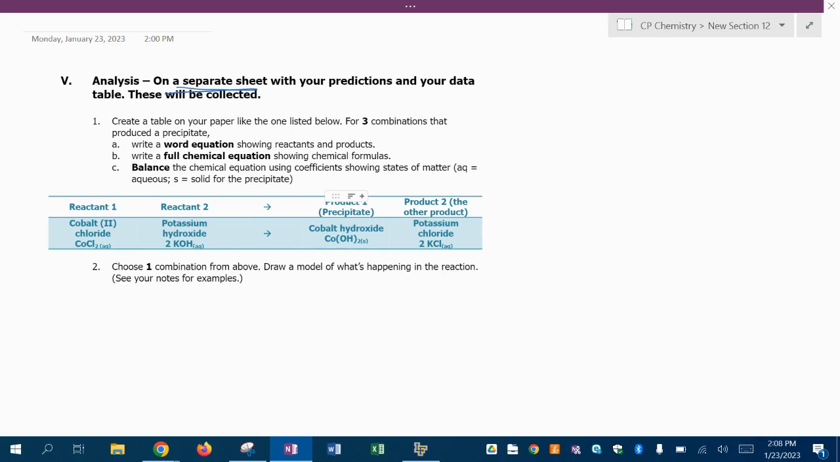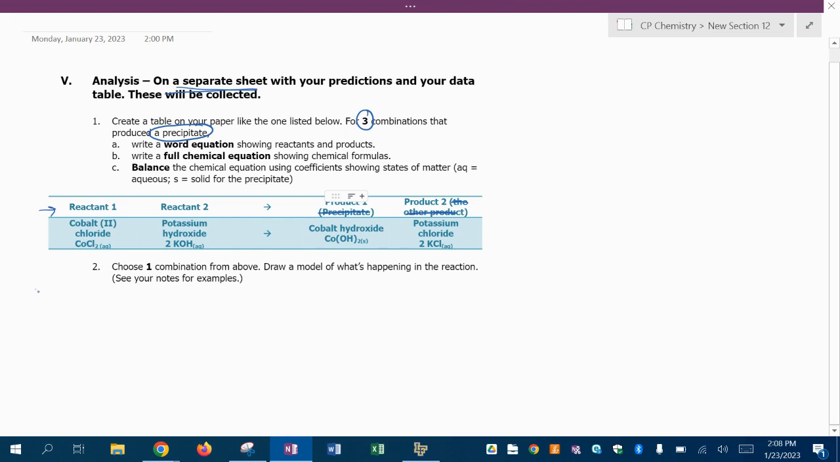questions. So it says create a table on your paper like the one listed below for 3 combinations that produced a precipitate. So you can pick any 3 that made a precipitate for your data. What it's going to look like is this table right here. One thing I want to tell you about this table, though, is where it says precipitate and the other product, just don't worry about that. You can write the precipitate first or second.